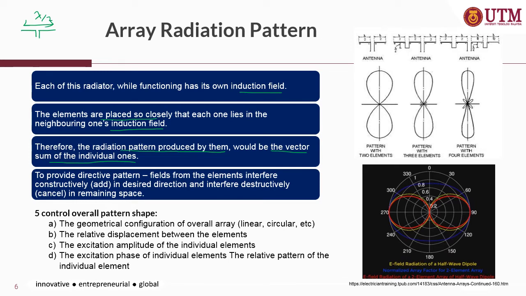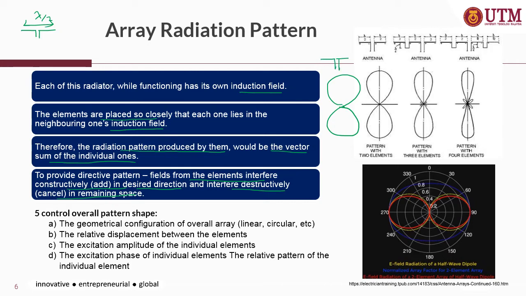Alright, so this happens when the fields from the elements interfere constructively, so they add up in magnitude towards the intended direction, while destructively or cancel in other directions. For example, if we have a single element dipole antenna, usually the radiation pattern will look something like a figure 8. So this is a single element.